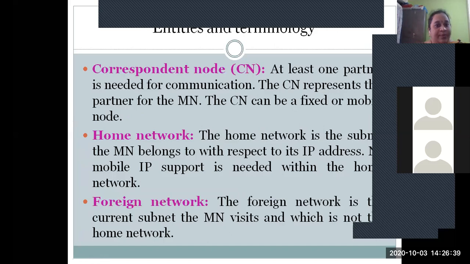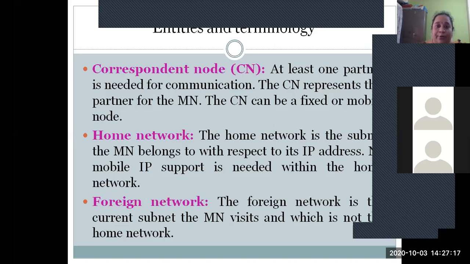This correspondent node may also be a mobile, moving node, or maybe a static node, whatever it is. And the home network is the network with which the mobile node is associated. But as we already explained, the mobile node may be mobile or static. So while it is moving, it crosses its home network and enters some other network which is not related to it, right? While entering that network, it becomes a foreign body. Obviously, that network will also be the foreign network for the corresponding mobile node.